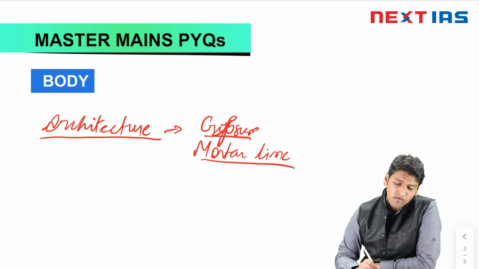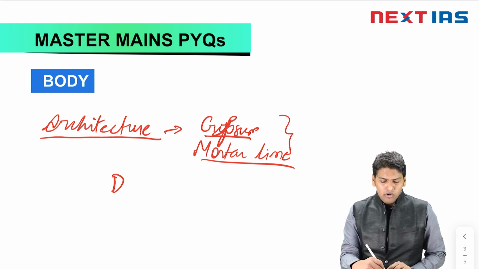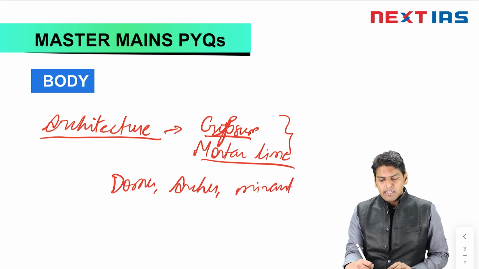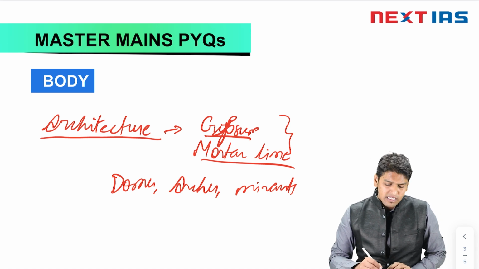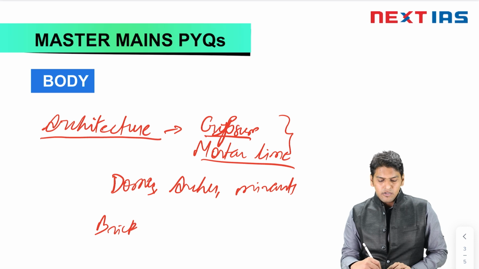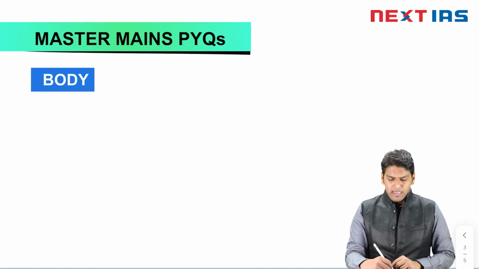It was because of the technological advancement of gypsum and lime that complex structures like domes, arches, and minarets were possible. Because these could not be done just by bricks. We come to the second part, impact.